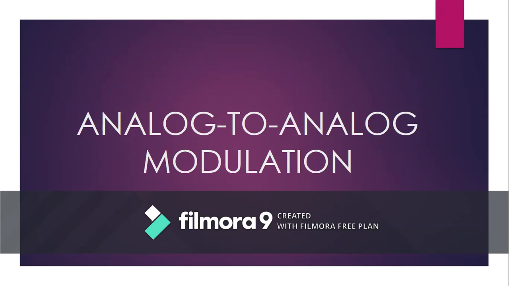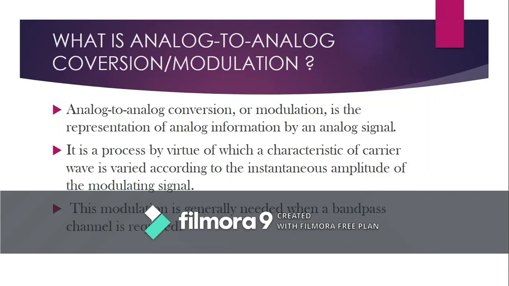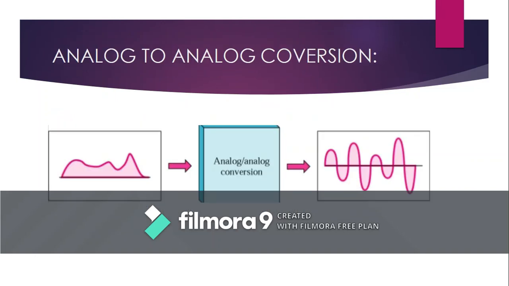Analog to analog modulation. Analog to analog conversion or modulation is the representation of analog information by an analog signal. It is a process by virtue of which a characteristic of carrier wave is varied according to the instantaneous amplitude of the modulating signal. This modulation is generally needed when a bandpass channel is required. This figure shows the concept of analog to analog conversion.